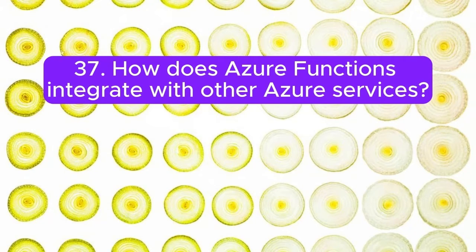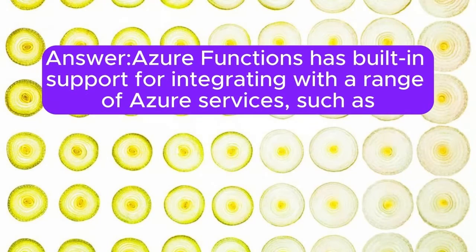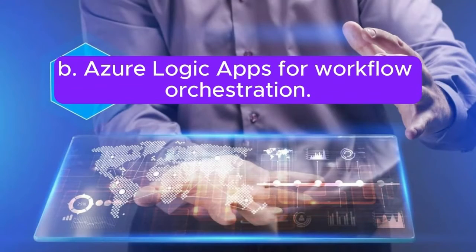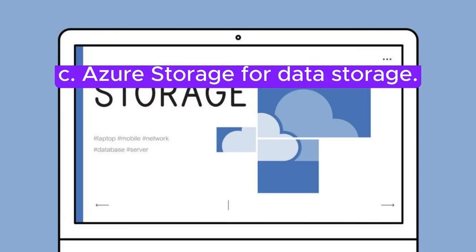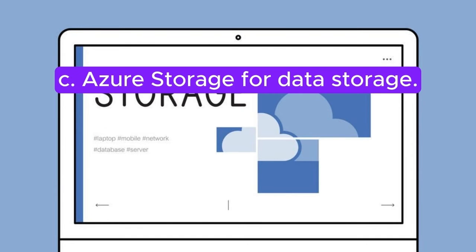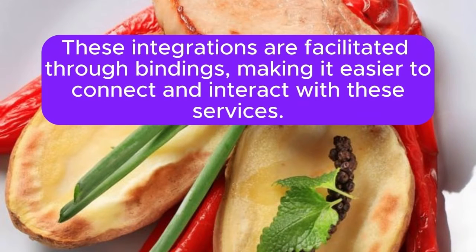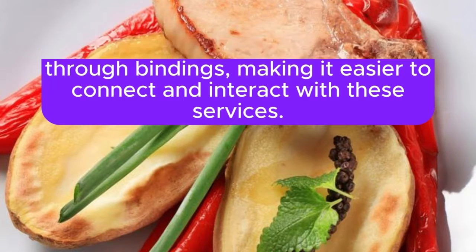37. How does Azure Functions integrate with other Azure services? Answer. Azure Functions has built-in support for integrating with a range of Azure services, such as A. Azure Event Grid for event routing. B. Azure Logic Apps for workflow orchestration. C. Azure Storage for data storage. D. Azure Event Hubs for big data streaming. These integrations are facilitated through bindings, making it easier to connect and interact with these services.